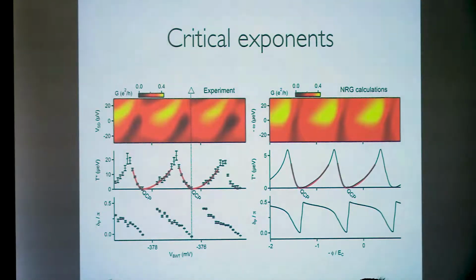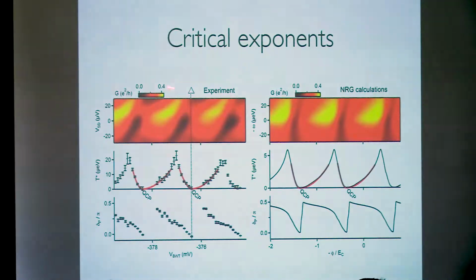But if we just try and see how well these points fall onto a parabola, that's what's plotted here. And we're allowed to have different prefactors on either side of this critical point in accordance with kind of standard theory of quantum phase transitions. So that's what this middle row is showing.